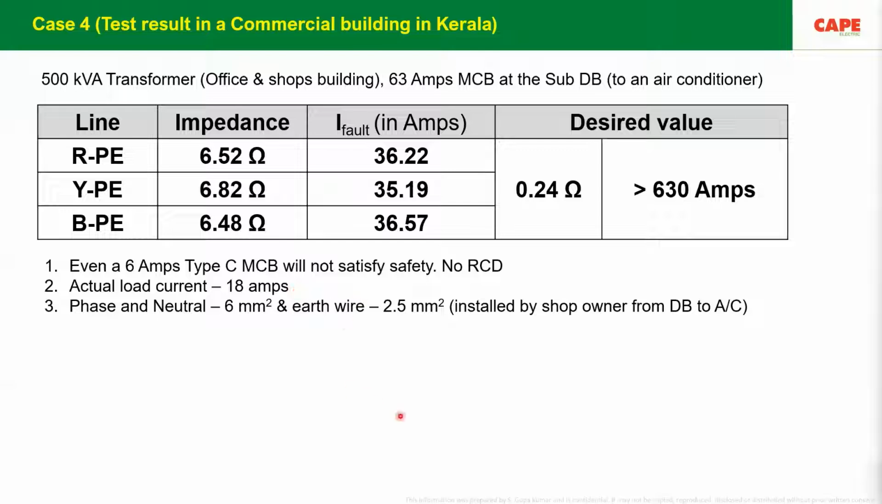The actual load current was 18 amps, and for the phase and neutral he has used 6 square mm, and for the earth wire he has used a 2.5 square mm wire. Why I am showing this is, up to 16 amps, the phase and neutral and the earth, you are supposed to use the same dimension, which is also a violation here.